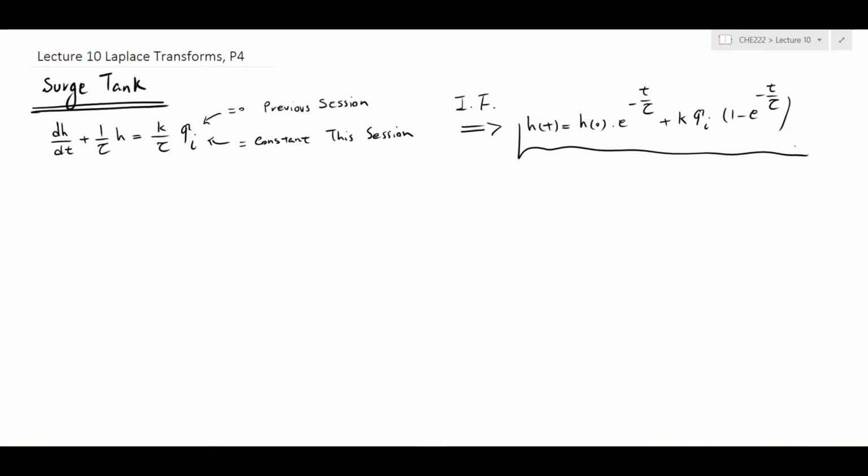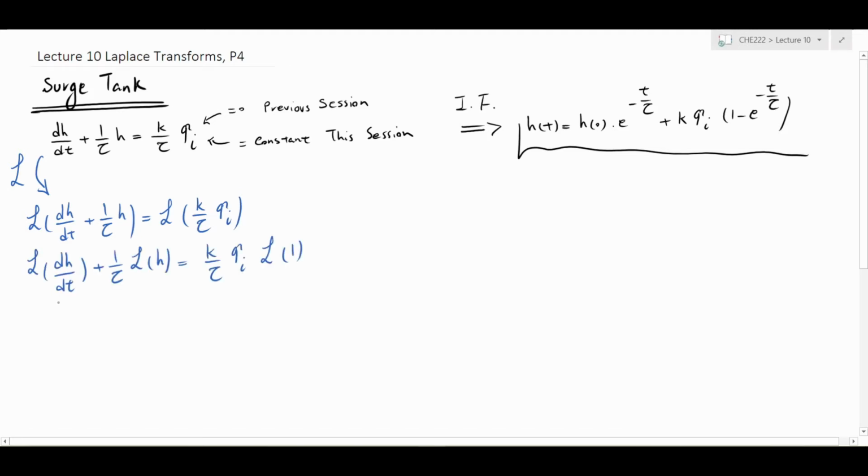But it took quite a bit of effort to use the integrating factor method to obtain this solution. In this session, we will use the method of Laplace transform, and you'll see that it's going to be much easier. In the first step, we take the Laplace transform of the whole equation. And because Laplace transform is a linear operator, we can make this simpler.